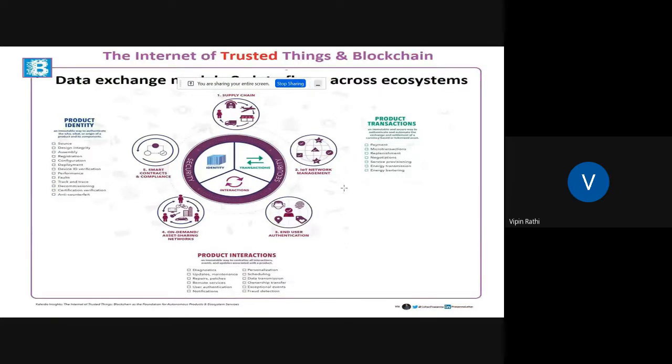So this is the Internet of trusted things and blockchain. Blockchain can be used in a lot of places, for example, from supply chain. Nowadays everything, as I said, is connected, but there's the issue of trust that can be easily solved with the help of blockchain. As you can see, from supply chain to IoT network management or end user authentication, on-demand asset sharing networks to smart contracts and compliance, this is the whole end-to-end life cycle of how things are working today. In this whole network, blockchain can play a very important role in each section, for example communication between these, everywhere, right? Because of security, identity, and how transactions can be managed centrally or in a more distributed way.